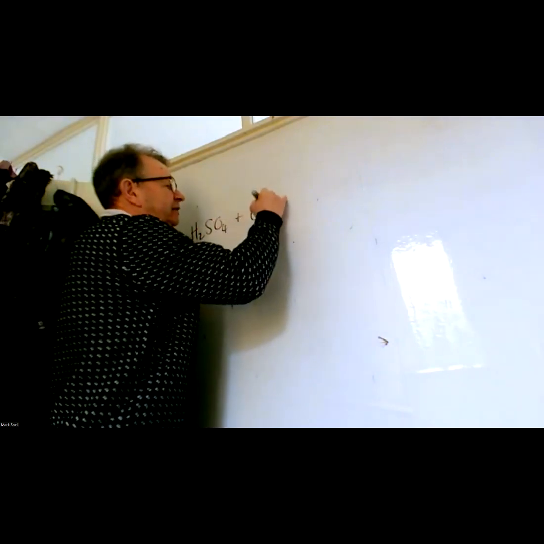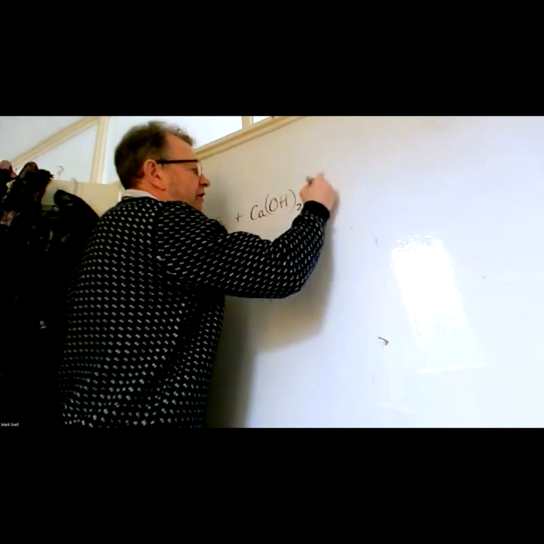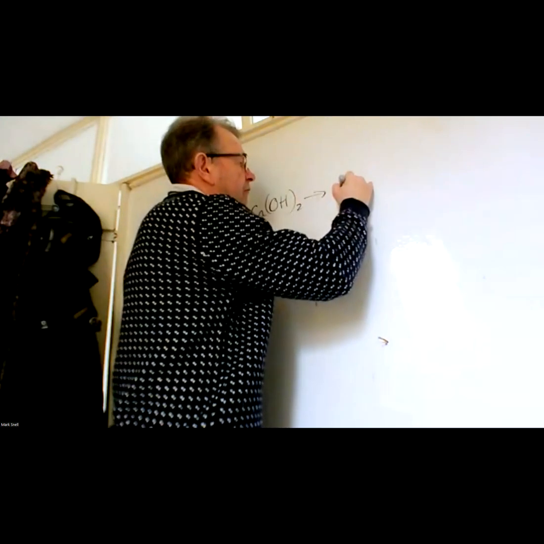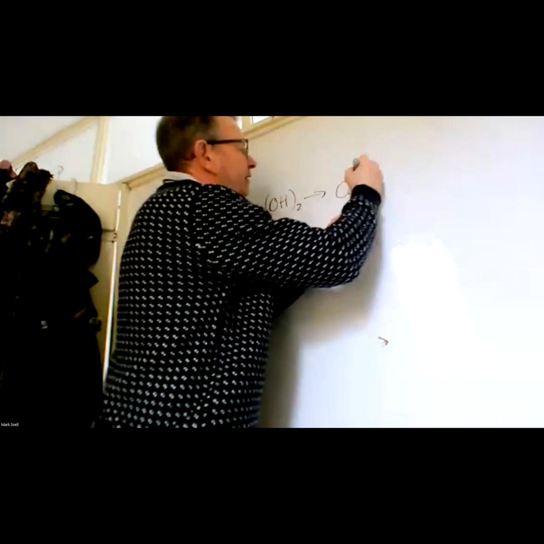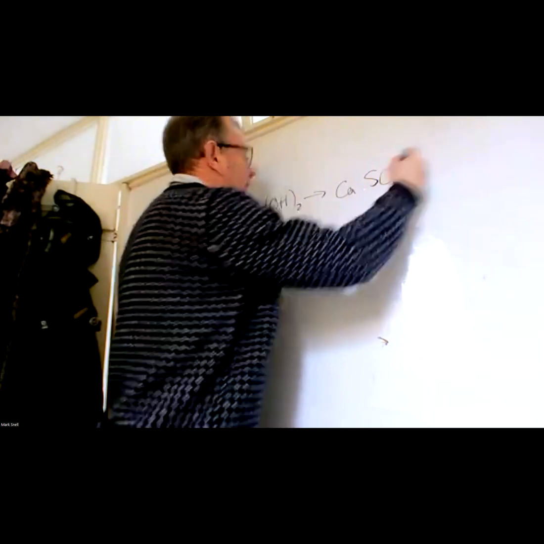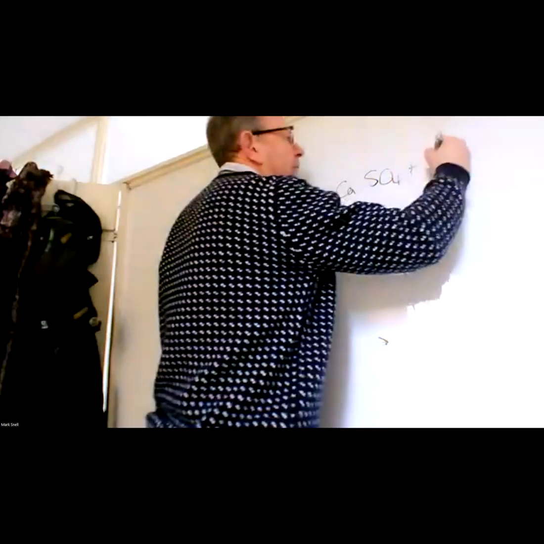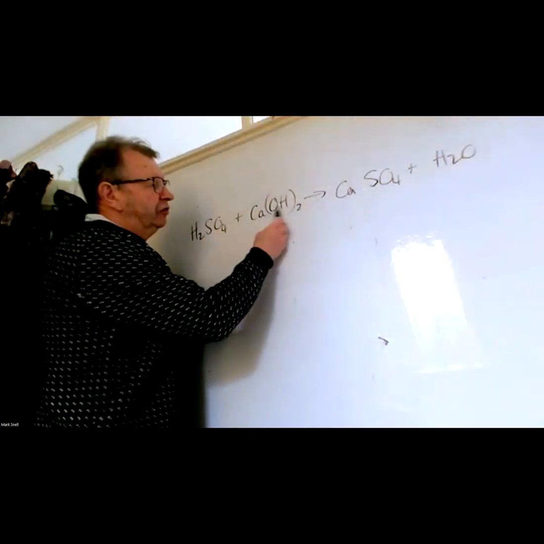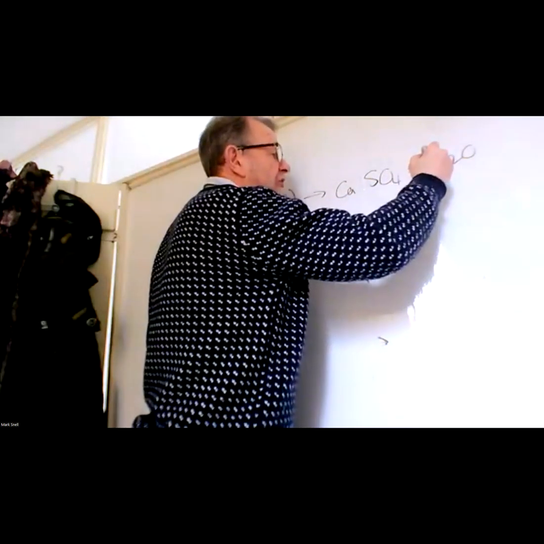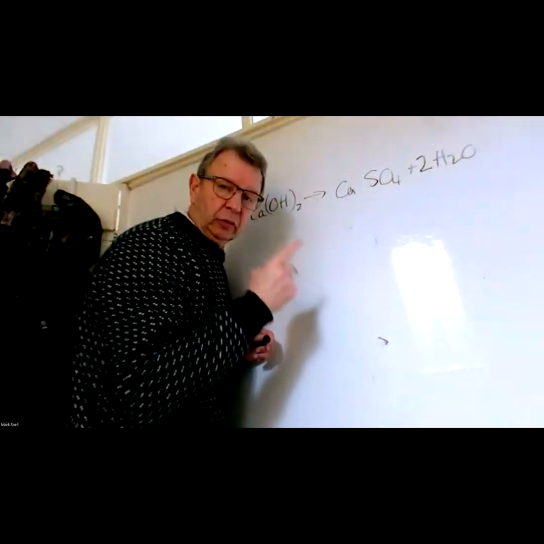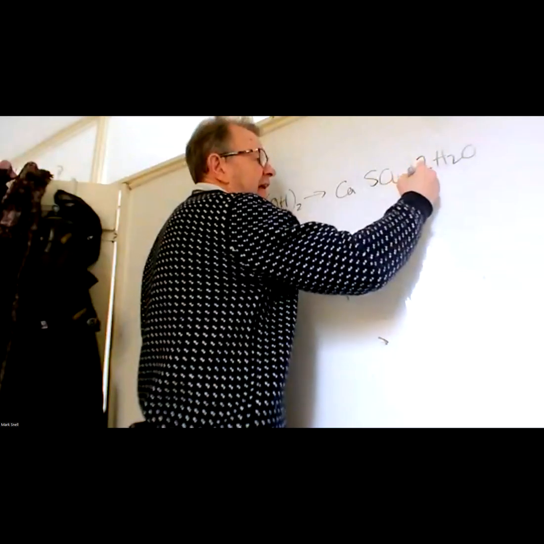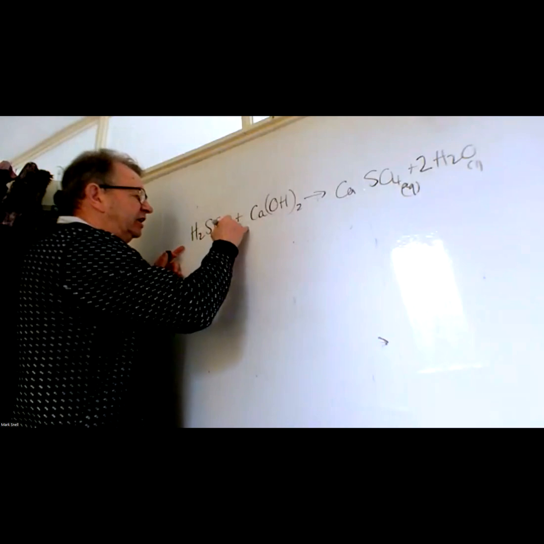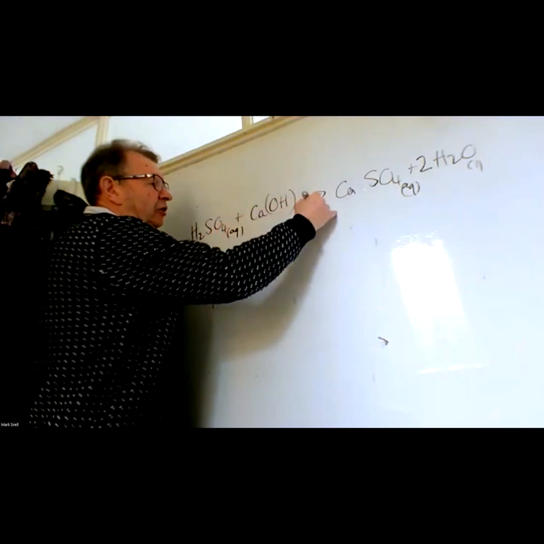H2SO4 and calcium hydroxide, acid and base, make a salt, calcium sulfate, and water. Balance it: 2 hydrogens here, 2 hydroxides here, 2 waters there. I said the salt was aq, so that's aq, that's liquid. This will split, it's aq, that's aq.